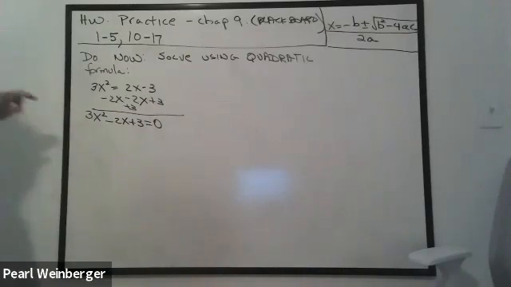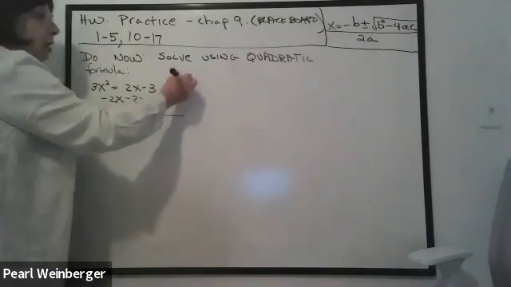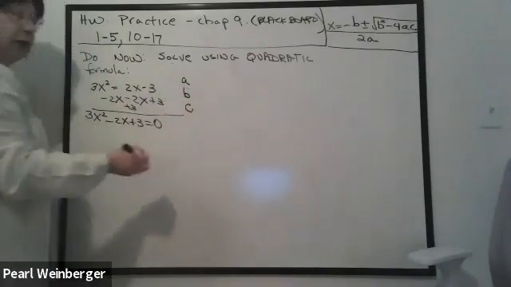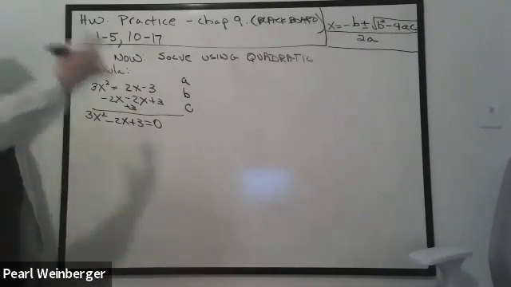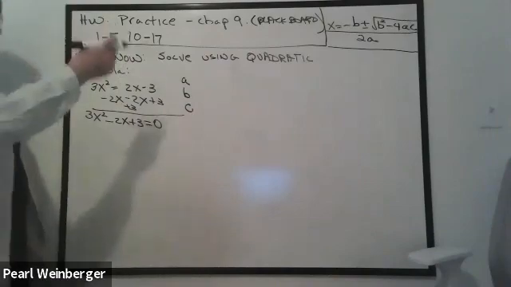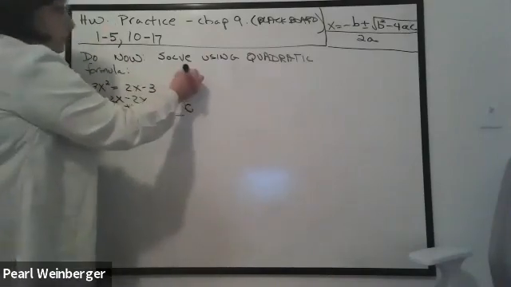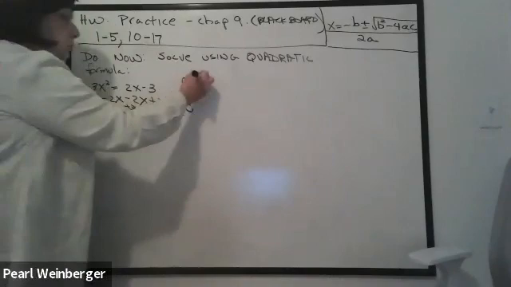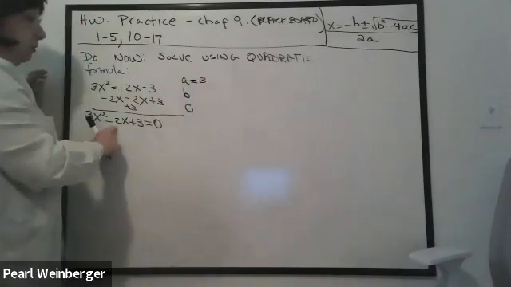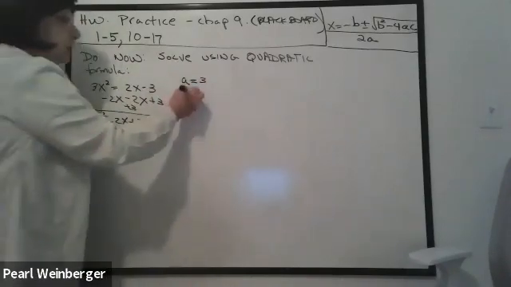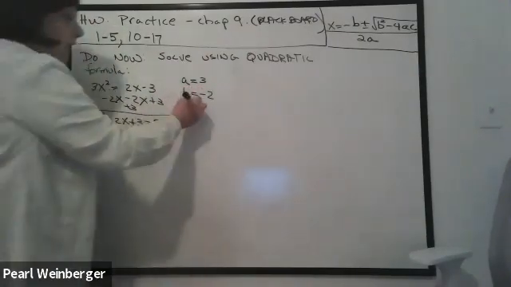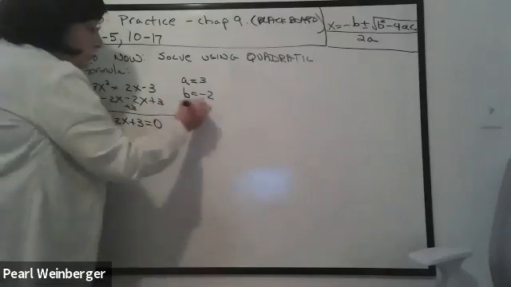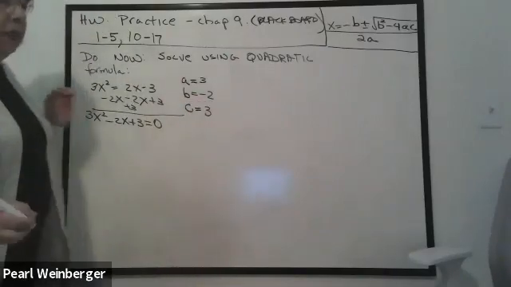And I'm going to write down what my values for a, b, and c are. I always do that when I want to use the quadratic formula because I know that I have to substitute those numbers into the formula. The a is the coefficient of the x squared, which is 3. The b is the coefficient of the x, which is negative 2. Don't forget that negative is part of its coefficient. And the c is the number that stands alone, which is 3.